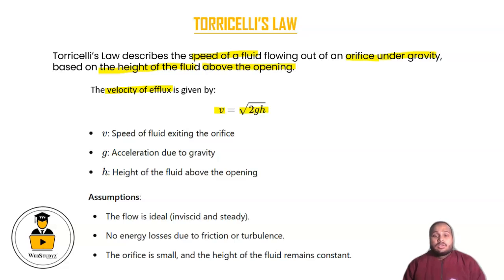So in Torricelli's law, we have some assumptions. Our first assumption is that the flow of the liquid will be ideal, fine. There will be no energy loss due to friction or turbulence. Also, the orifice is small and the height of the fluid will remain constant.